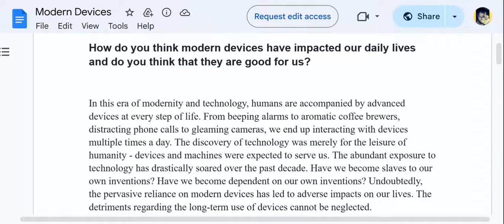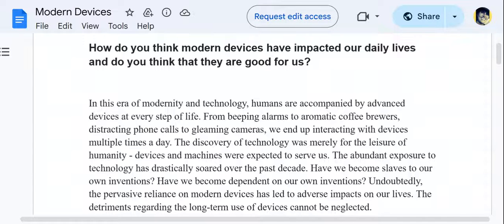So, a couple of things that I notice about this student's introduction is I really love the way the essay begins, recognizing that we do have a lot of gadgets that surround us. Bringing up the beeping alarms, aromatic coffee brewers, distracting phone calls, gleaming cameras.